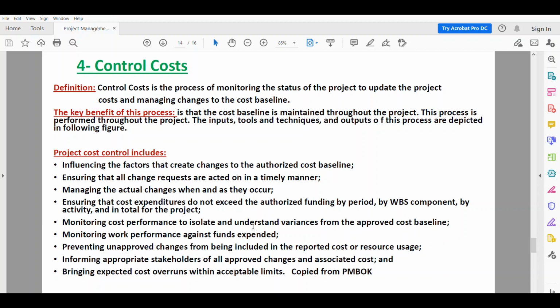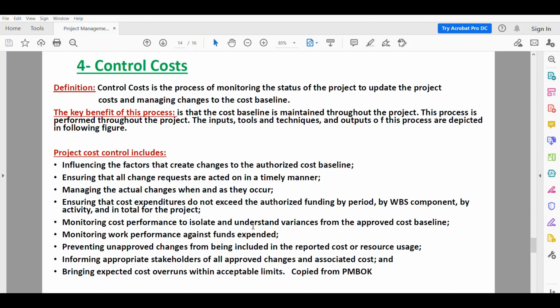This process is performed throughout the project. The project cost control includes many things. The first one, influencing the factors that create changes to the authorized cost baseline, ensuring that all change requests are acted on in a timely manner. If any change order or change request is left, it may cost us additional money. Managing the actual changes when and as they occur. If you leave them, you may entail additional cost.